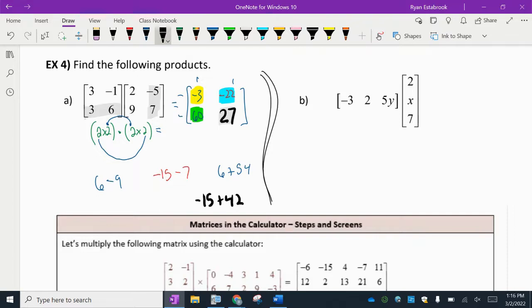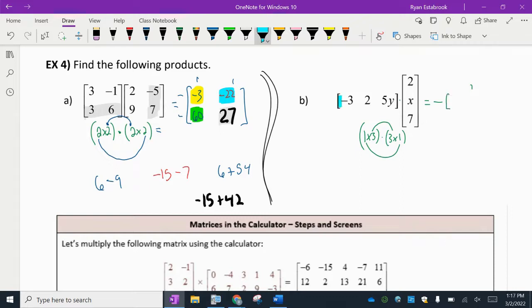Letter B is one we couldn't do on the calculator because of those variables that are in there. So let's see, first of all, if it's possible. The first matrix has 1 row by 3 columns. The second matrix, the one we're trying to multiply it by, has 3 rows by 1 column. So here's my check. The inside numbers are the same. The outside numbers tell us the size of the answer. So our matrix is going to have 1 row by 1 column.